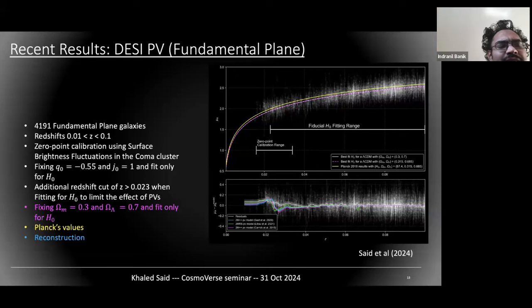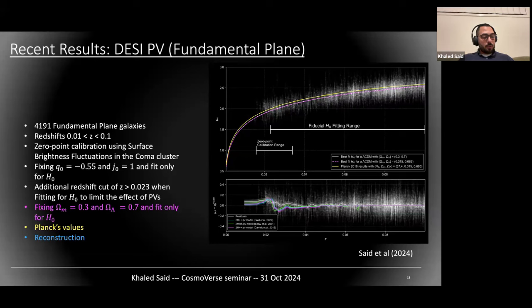So is there not also a degeneracy between the Q naught and H naught if you do an analysis like you're describing, where the Q naught and J naught are free? There is. So you can also get larger, more negative values for Q naught and higher H naught, I suppose. Yes.